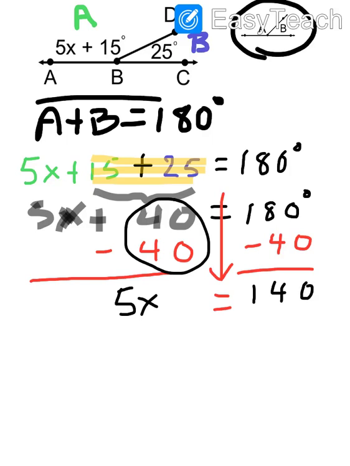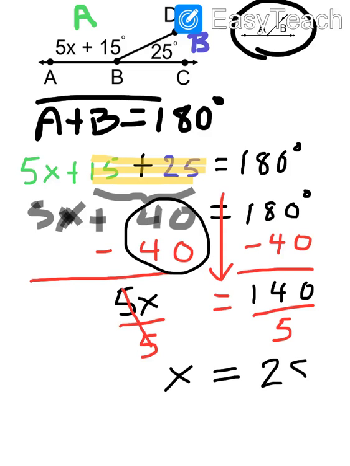Now we have to divide both sides by 5 because you have 5 times x. And in order to find out what that was, you have to divide. 5 divided by 5 is 1. And 1 times x is just x. And then 140 divided by 5 is 28. So x is 28 degrees.